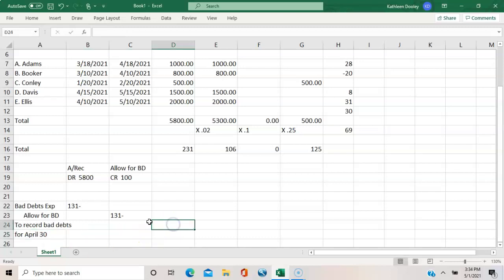Okay, so in other words, we're going to debit bad debts expense for $131, not for the whole $231. Okay, because out of that $231, 100 was already estimated from last month and is still sitting there. So we only need to make sure there's another 131 added to it. Then once I post this credit of 131 into the allowance account that already has a credit of 100, I will end up with a balance of 231, which is what I want.